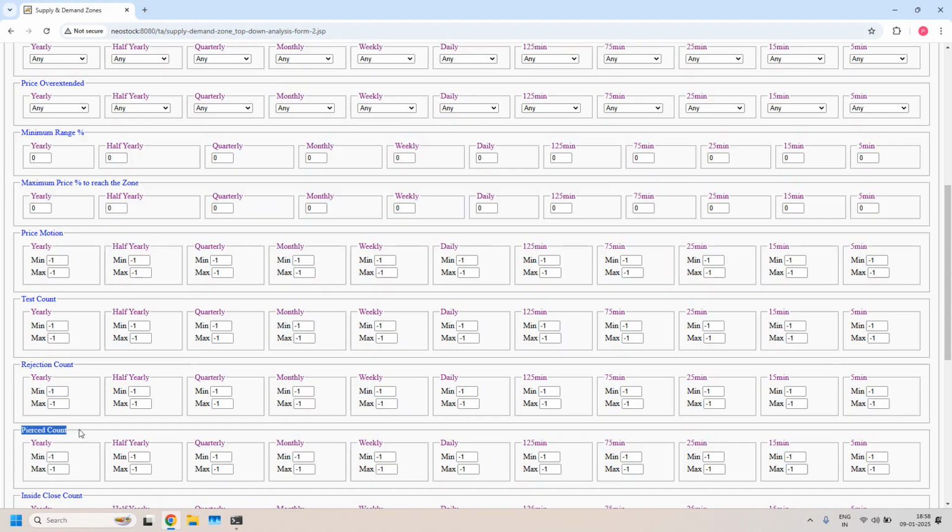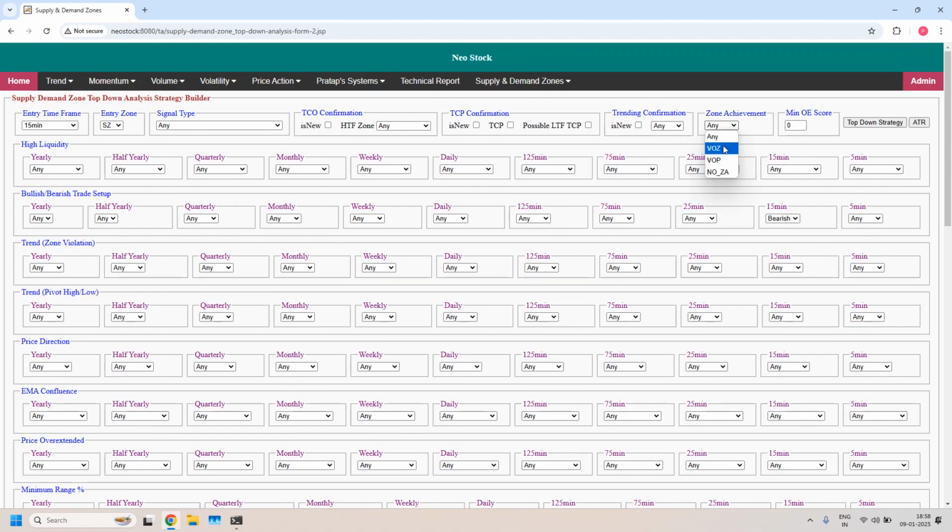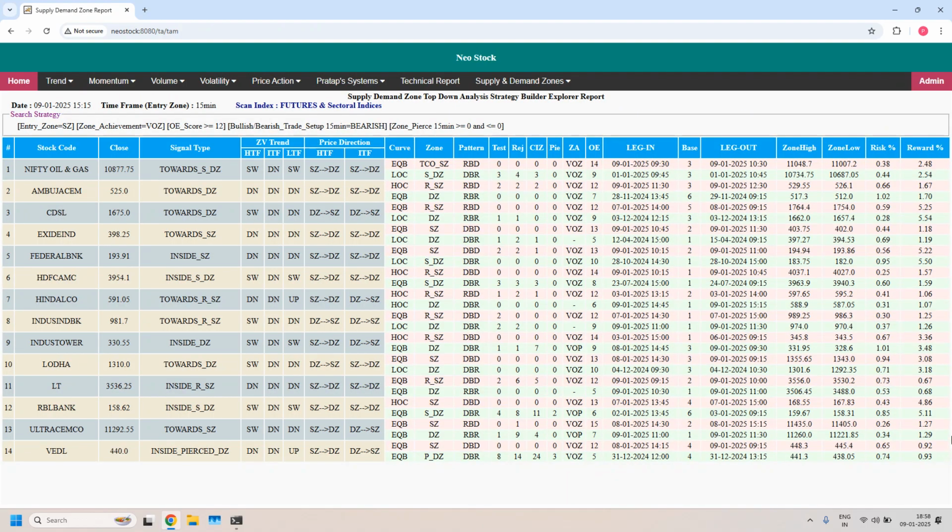So in the pierced count at 15 minutes time frame, I am setting minimum value 0, maximum value 0. Zone achievement violated opposing zone. Minimum odd enhancer score 12. All 3 filters are applied to 15 minute supply zone. Now let's verify. We got 14 stocks.